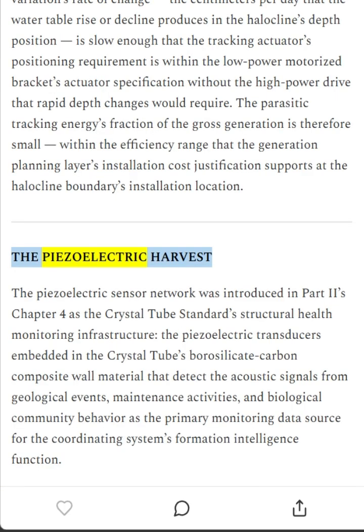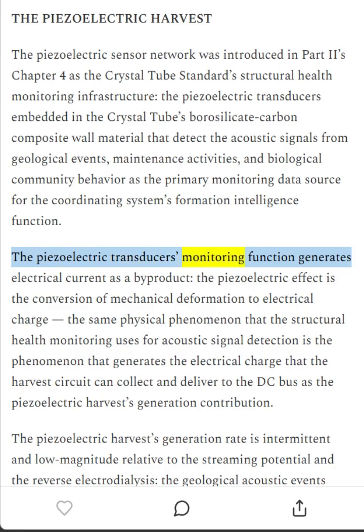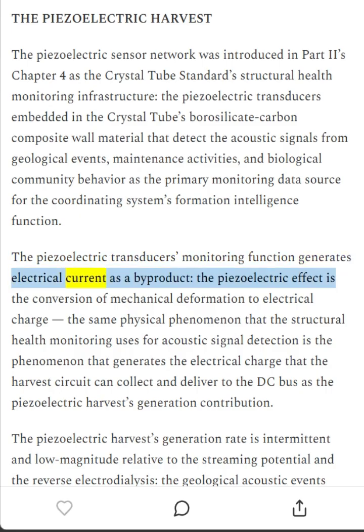The piezoelectric harvest. The piezoelectric sensor network was introduced in Part 2's Chapter 4 as the Crystal Tube Standard Structural Health Monitoring Infrastructure. The piezoelectric transducers embedded in the crystal tube's borosilicate carbon composite wall material detect the acoustic signals from geological events, maintenance activities, and biological community behavior as the primary monitoring data source for the coordinating system's formation intelligence function. The piezoelectric transducer's monitoring function generates electrical current as a byproduct.